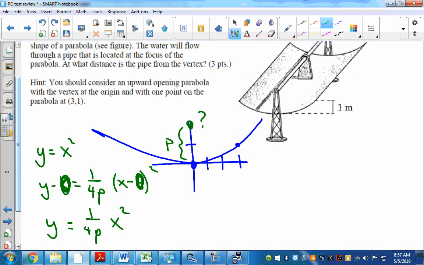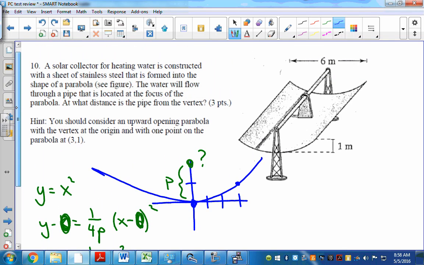Well, what do we have? We have a point that's actually given. And you might want to go to the problem and just note that the way the solar collector is constructed, it's 6 meters from tip to tip, right? And the depth of the solar collector, this distance here, is 1 meter. So yes, this is 1 meter right here, from here to here. And because the entire thing is 6, half of that is 3. So that's how we got that point 3, 1. And it has to fit on the parabola.